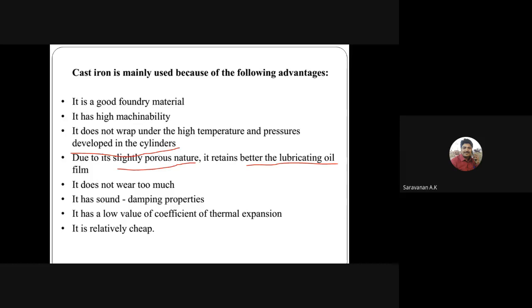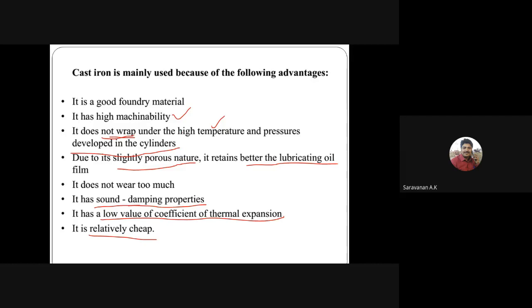The wear characteristics are good, the corrosion characteristics are also good, and the damping characteristics, that is the vibration characteristics, are good. It has a low coefficient of thermal expansion, so it will not expand at high temperatures. It is relatively cheap compared to other materials. It has good machinability, and it does not warp at high temperature.